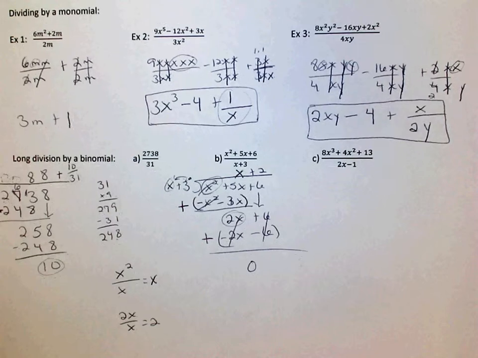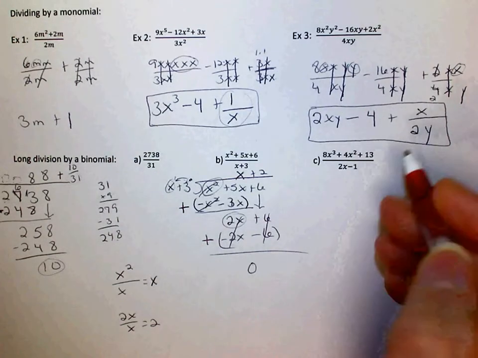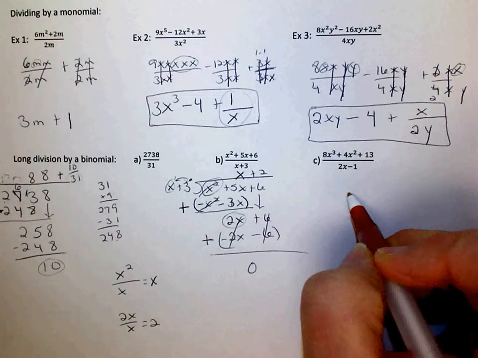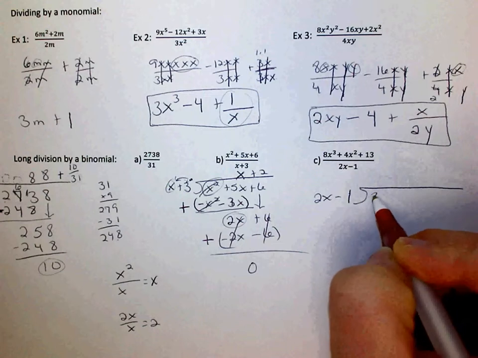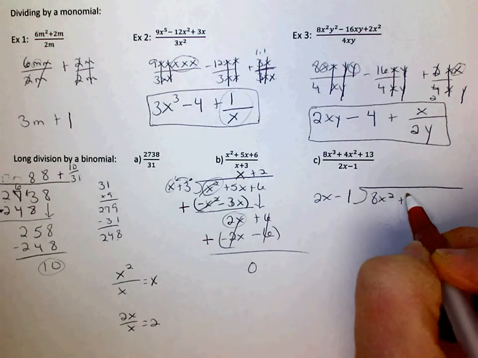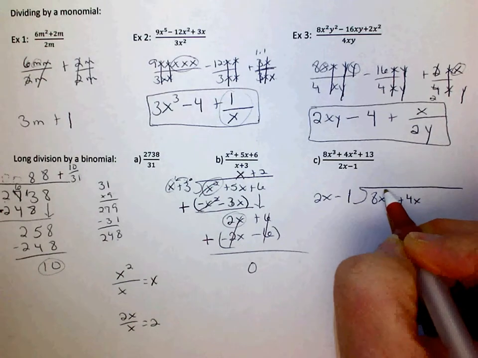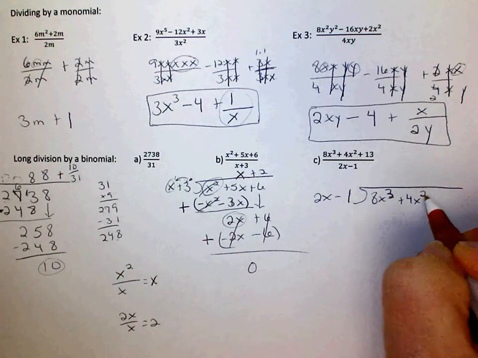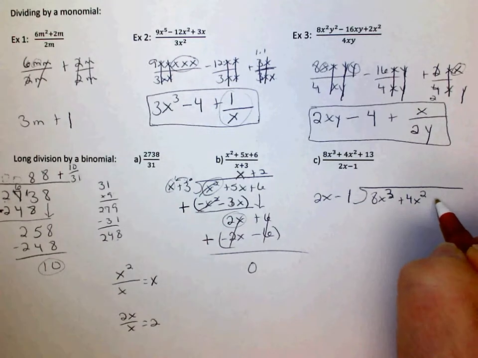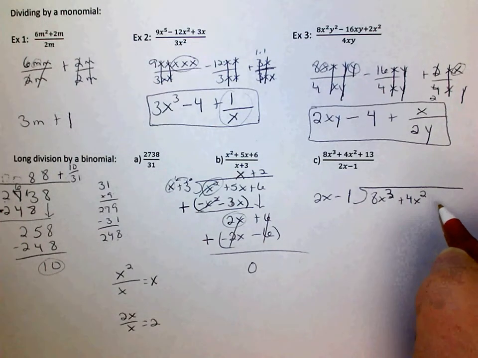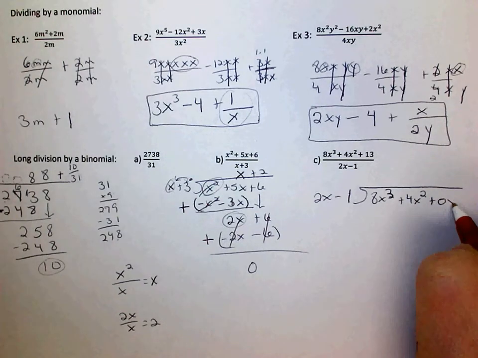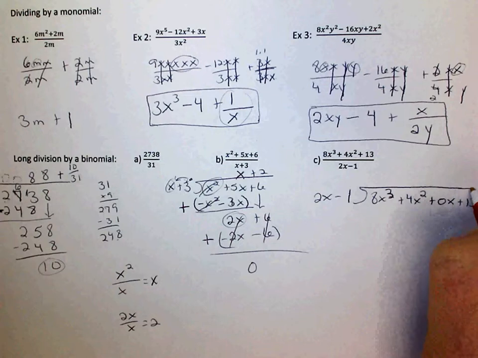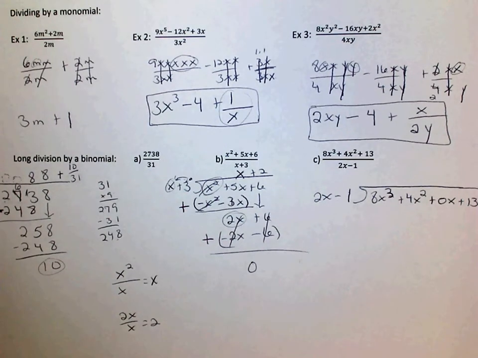Now, our last problem with this, we get 2x minus 1 divided into 8x squared plus 8x cubed plus 4x squared. Uh-oh, we don't have an x term. Well, remember back earlier in chapter 10 where we had to replace missing pieces with 0. Well, guess what? This is another place where we have to replace our missing terms.